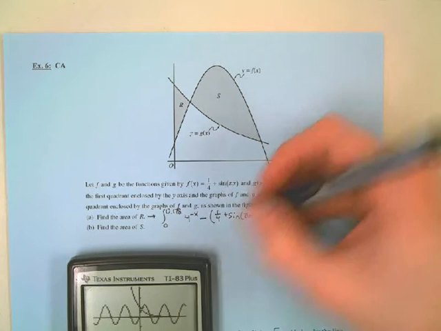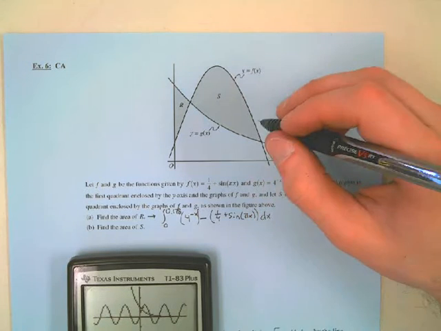Dx. You can put parentheses around the upper limit too. It's not a bad idea. So parentheses around the upper limit, upper bound minus lower bound.